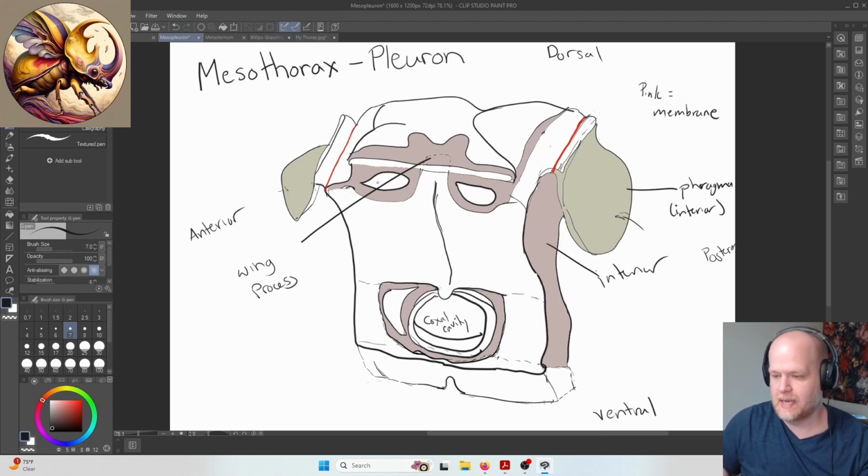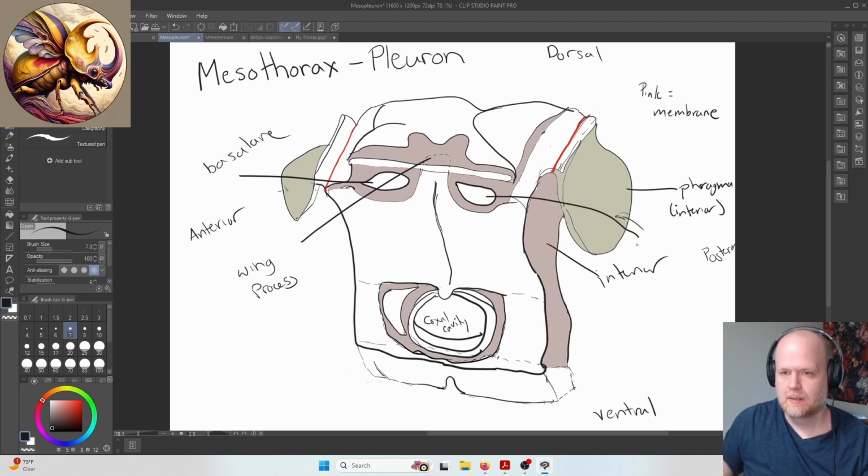So below the wing here on the lateral surface, there are two plates. Sometimes they're split more, but basilar and the subalar. This is the subalar, and these plates, these sclerites, support the wings. Down here, this suture is called the pleural suture, and it divides the pleuron, the side, into two plates.